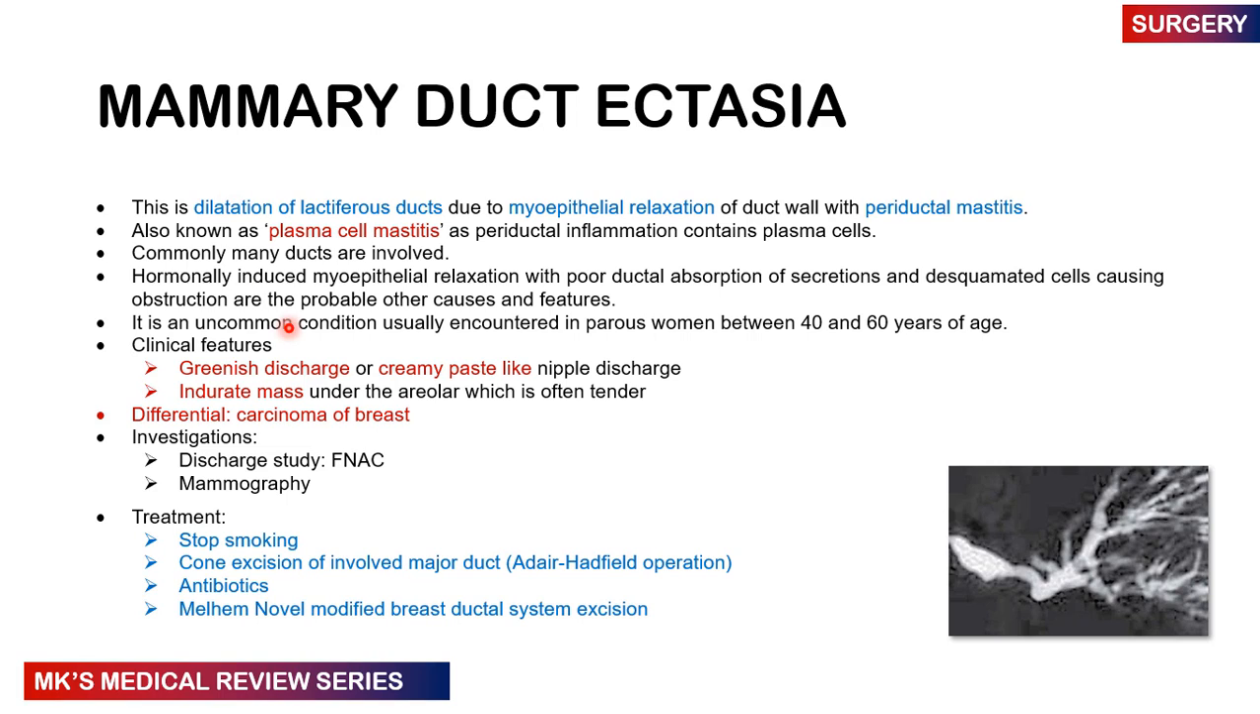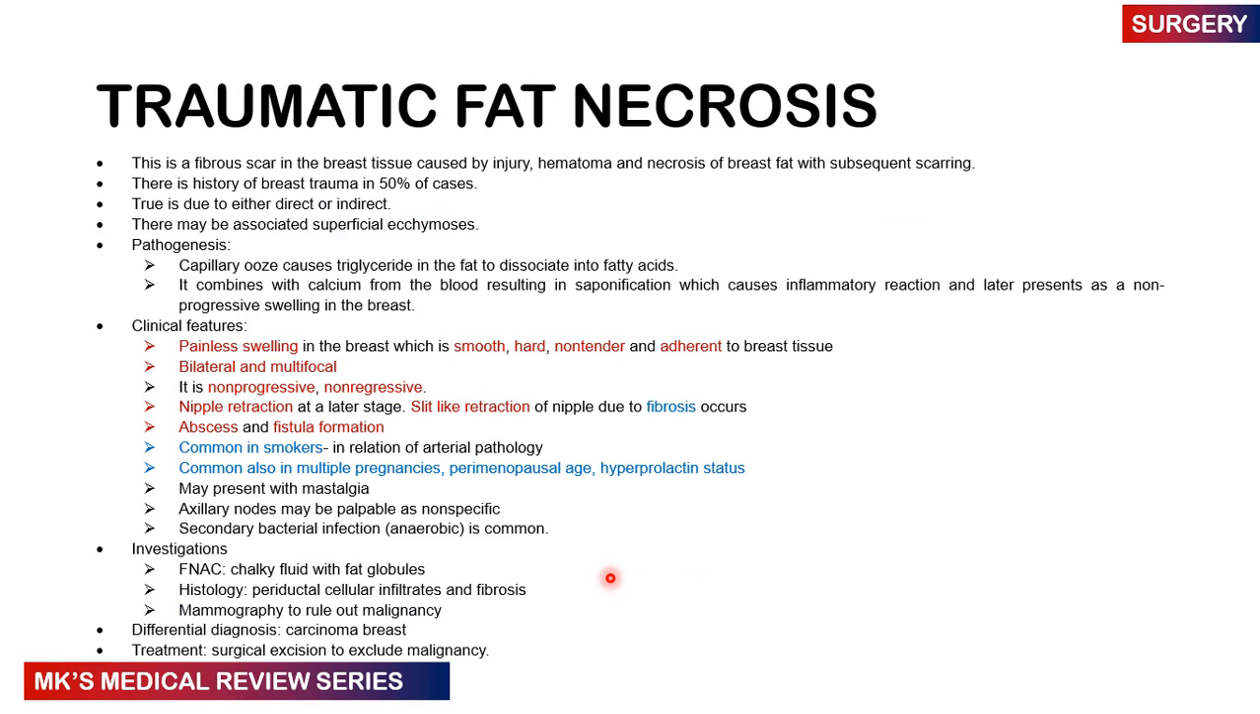It is an uncommon condition, and it's often encountered in parous women between the ages of 40 to 60 years, and it may present with a greenish discharge or creamy paste-like nipple discharge. Indurated masses can sometimes be felt underneath the areola, which are often tender, and one differential diagnosis is carcinoma of the breast. Investigations include discharge studies for cytology and a mammogram, which may show dilated lactiferous ducts. Treatment includes stopping smoking and cone excision of the involved major duct. You may also add antibiotics and a modified breast ductal system excision.